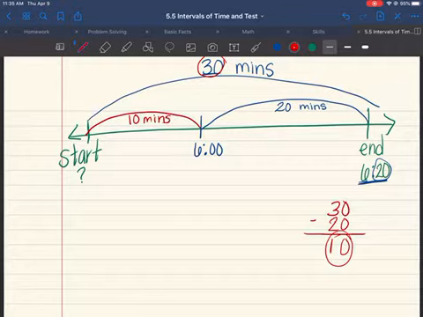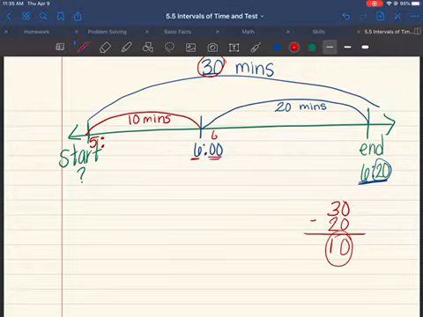So if I'm at 6 o'clock and I go back 10 minutes, what would that be? We're at 6 o'clock, so we're going to go into the hour before. That means 5 o'clock. How many minutes? Remember, a clock means 60 minutes. If I'm jumping back 10 minutes, that would mean I'm going to 50. So my start time is 5:50.